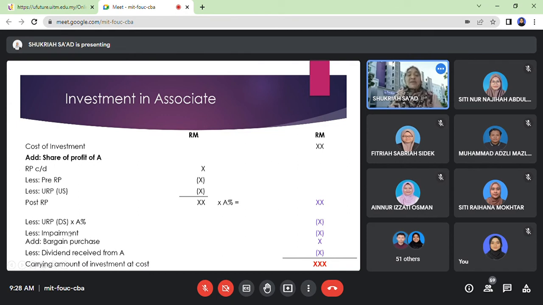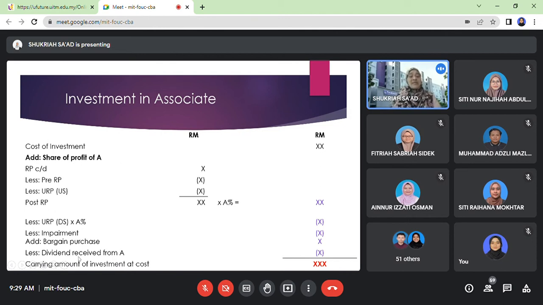And then remember just now, step number 1, determine goodwill or bargain purchase for the acquisition of the associate. So less impairment, if any. If you manage to get goodwill, but there is no information on impairment, just leave it like that. If they have information on impairment, just calculate, find out what the percentage for impairment is, and then don't forget to put here minus impairment. For bargain purchase, we just add the total of the bargain purchase. Then less dividend received from associate.